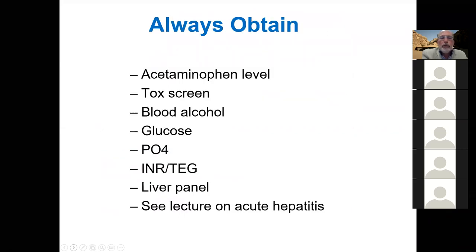Glucose is extremely important in acute liver failure. Hypoglycemic seizures can kill a patient, can kill their brain. Always get a blood phosphorus level at baseline and daily for at least 3 days. Aggressively supplement the phosphorus. We talked about INR and TEG. You're going to follow liver panels at least once a day. Direct bilirubin, total bilirubin. We'll talk more about acute hepatitis in another lecture.